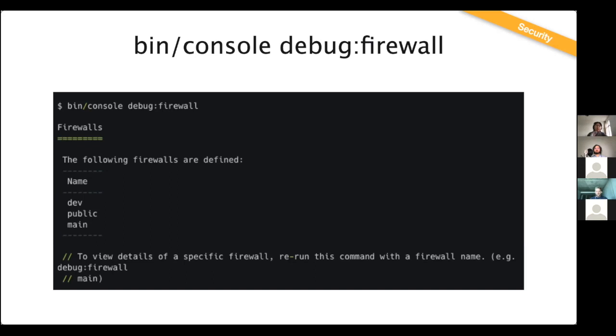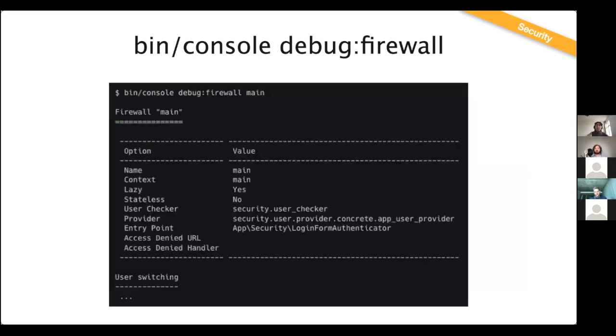Debug firewall gives you a list of the firewalls in your application. To view specific details of a firewall, you specify the firewall name and you get a bunch of details. The output is really, really long. I had to truncate it, but yeah, it's extremely detailed, really cool.